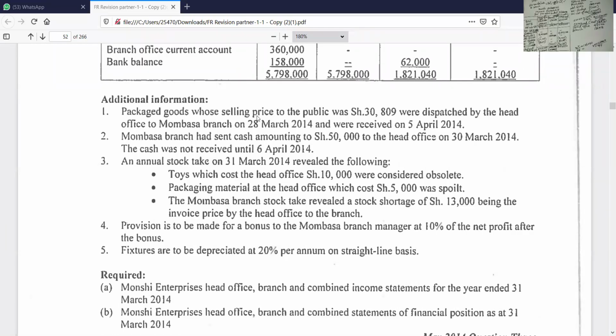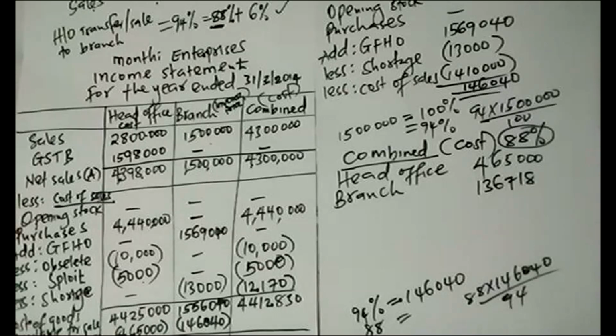Note 1, packaged goods whose selling price to the public. So 3,809, and the sales we know to the public is at 100%. Were dispatched by the head office to Mombasa branch on 28 March 2014, and were received on 5th April 2014. So yes, they were received by the branch, but on a later date. So we cannot adjust under the branch, but we need to adjust under combined. That is why they will affect my closing stock of the combined.